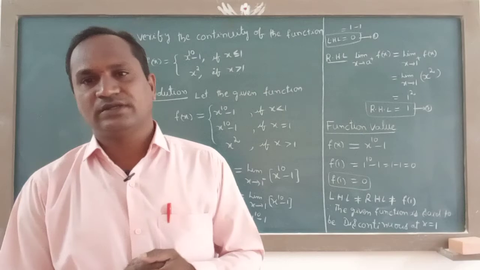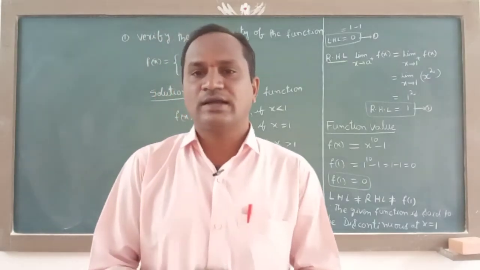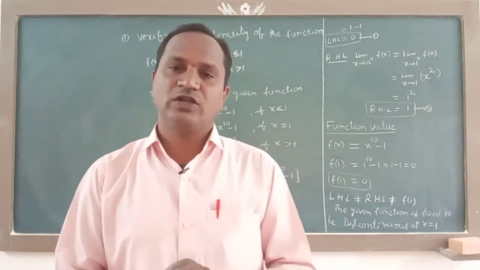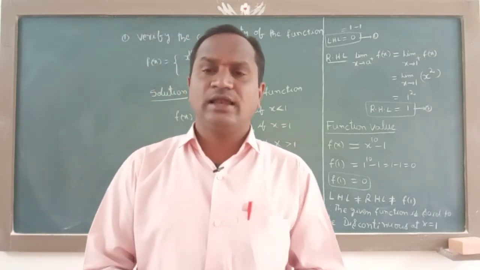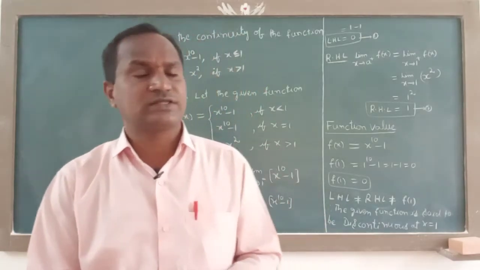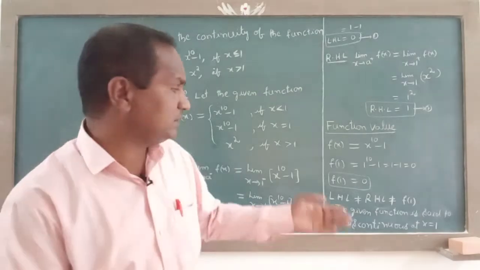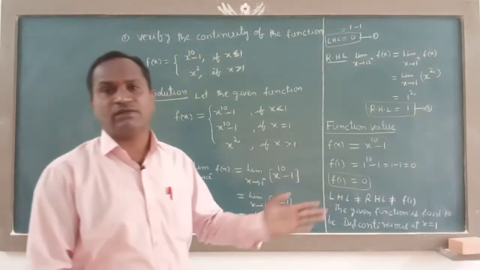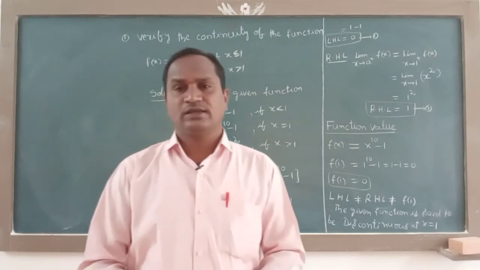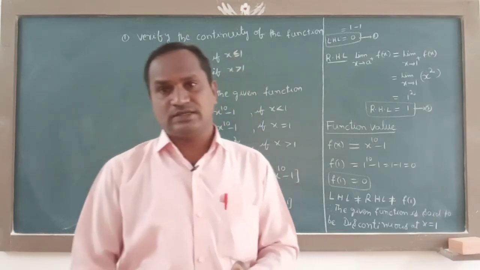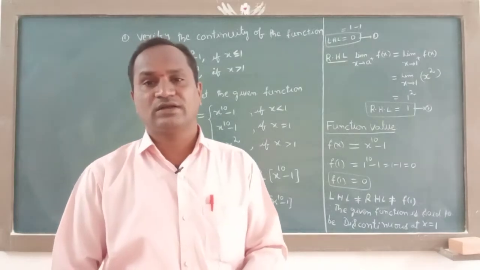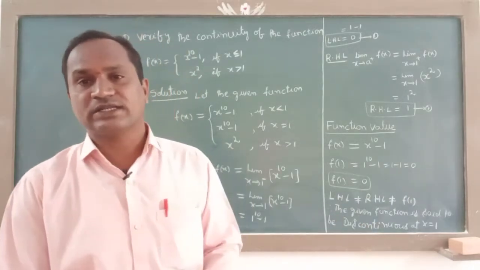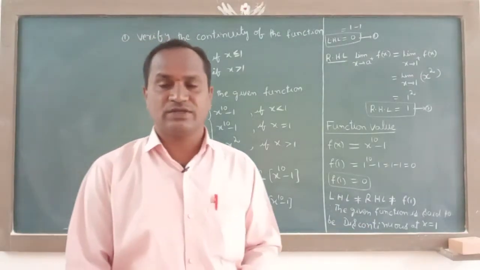Check them first. LHL, how much we got. RHL, how much we got. And function value, how much we got. If all these three are equal, then we can tell the given function f of x is said to be continuous. But here in this case, we are getting inequality of all these three. LHL is not equal to RHL, and at the same time, RHL is not equal to function value. At that time we can tell the given function f of x is discontinuous.